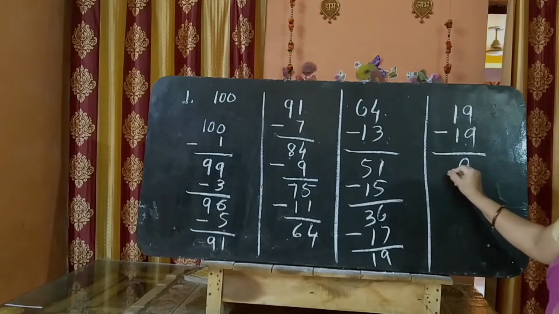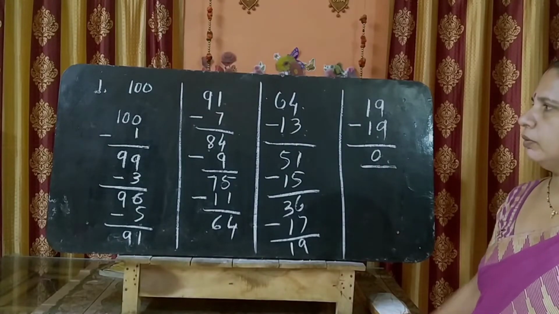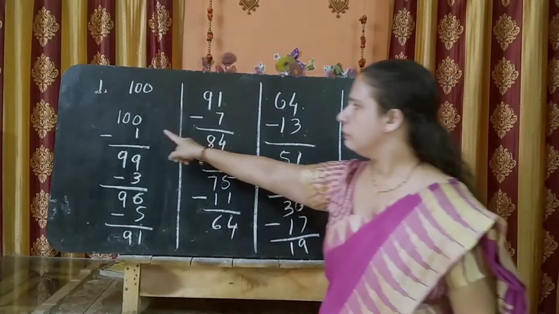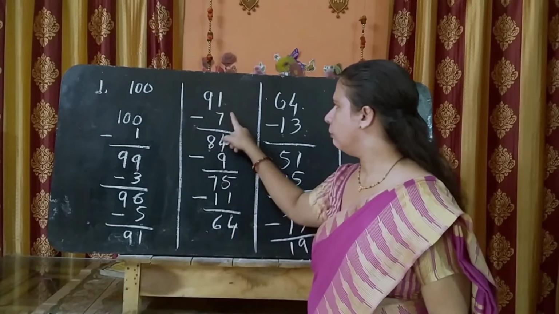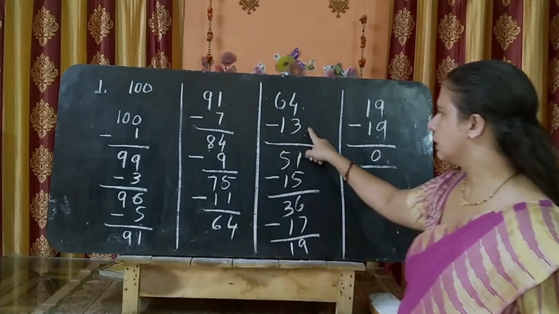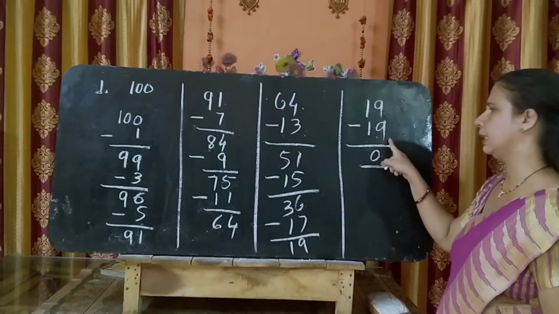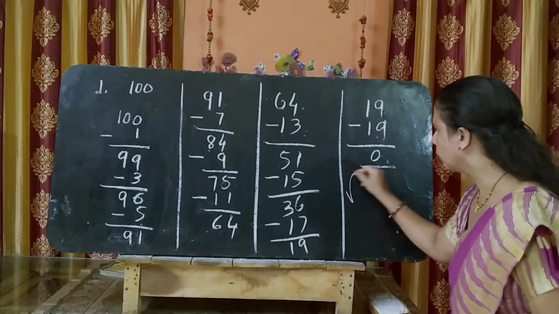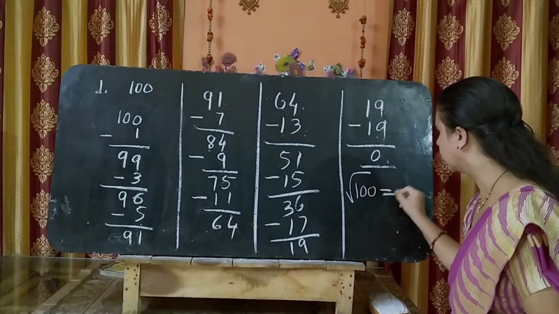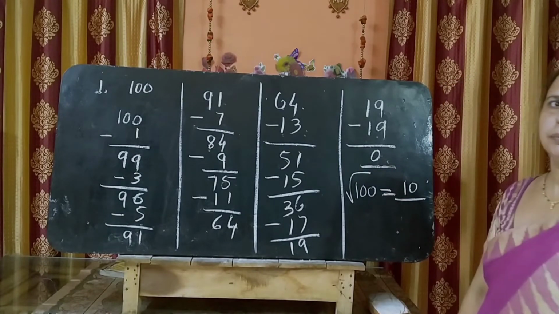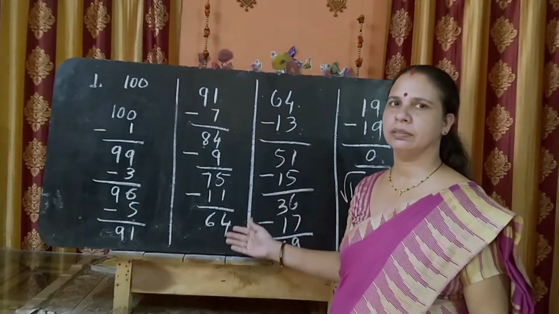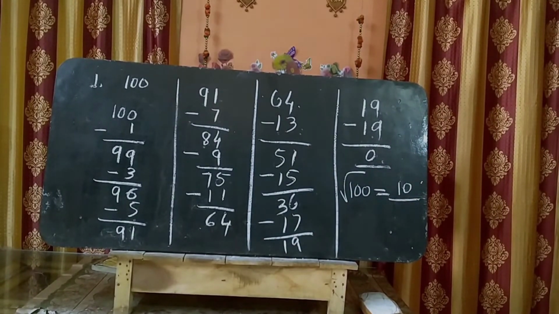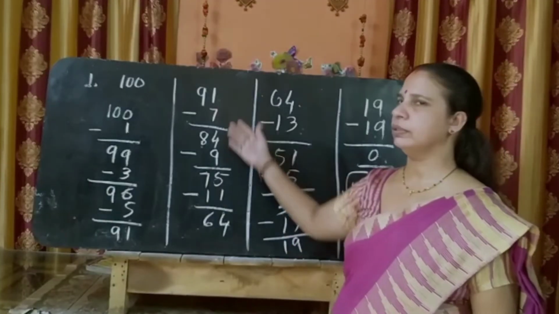Then we got 0. Now count how many times we have subtracted these numbers. 1, 2, 3, 4, 5, 6, 7, 8, 9, 10. 10 times we subtracted. So the square root of 100 equals 10. Copy down.